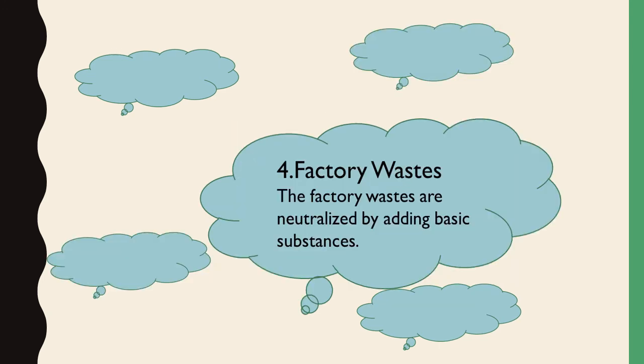Next, factory waste. Nowadays there are a large number of factories. The factory waste is neutralized by adding basic substances. Much of the factory waste is rich in acids. If it is directly thrown on the land, or if this waste enters the water, it will destroy the plants and the animals living in the water or the soil. So this factory waste is neutralized by adding basic substances. In this way, we can neutralize the effect of the acid.